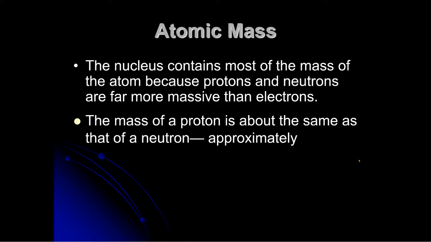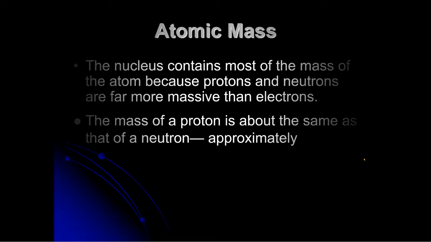The mass of a proton is about the same as that of a neutron, approximately. Remember, each one is made up of three quarks. Protons are made up of three quarks, and neutrons are made up of another combination of three quarks. The mass is not exact, but it's close enough when they're that small that we consider them the same.